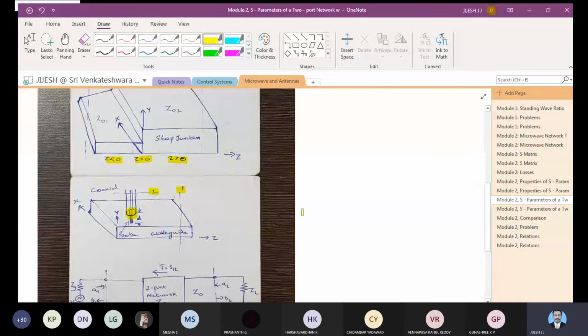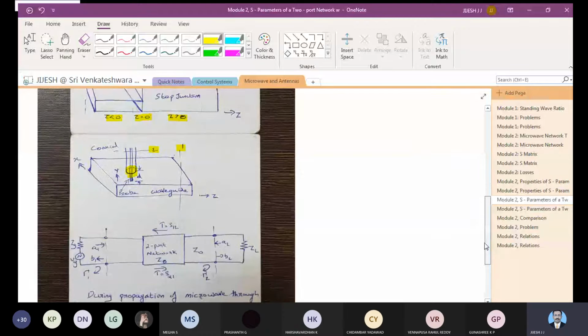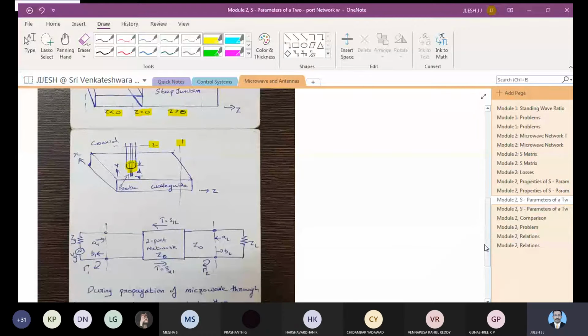And if there is a mismatch, we are going to see what difference it creates. You can say there will be reflections, and we will see what difference it creates in the parameters when you talk about gamma, or Z, or S parameters. So what difference is it going to create when there is a mismatch in the network?